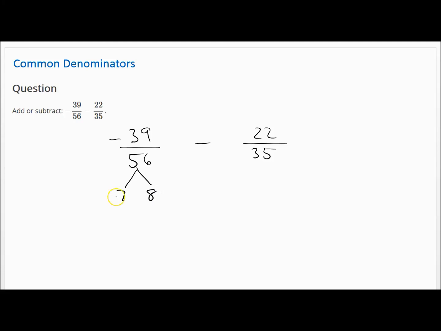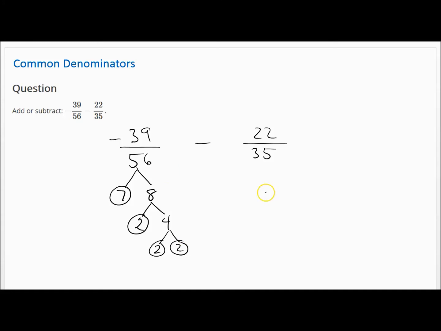Okay? Now, does 7 break down anymore? 7 is prime. The only way to multiply to give 7 is 7 and 1, so I circle it. Does 8 break down anymore? Yeah, right? 2 times 4, or 4 times 2, it doesn't matter which way you write it. 2 is prime, but 4 even breaks down again into 2 times 2.